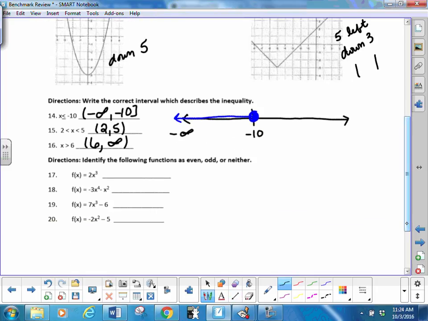For these next 4, the way I'm going to ask you to determine even, odd, or neither is by putting them in your calculator, and we're going to look at them graphically. So everybody put 2x cubed in your Inspire. If you have your Inspire out, let's practice that. So put in 2x cubed.